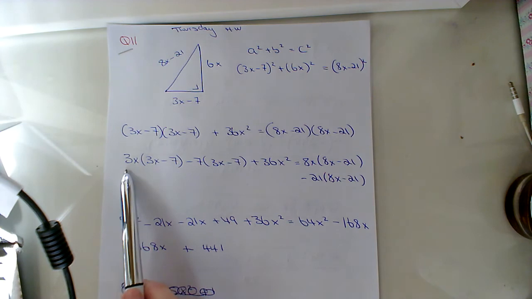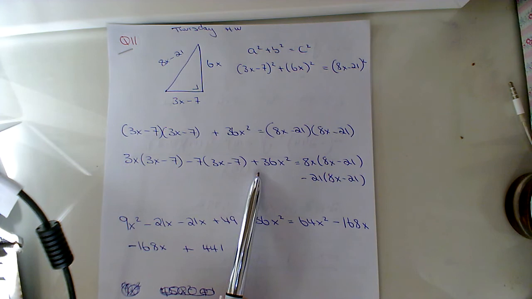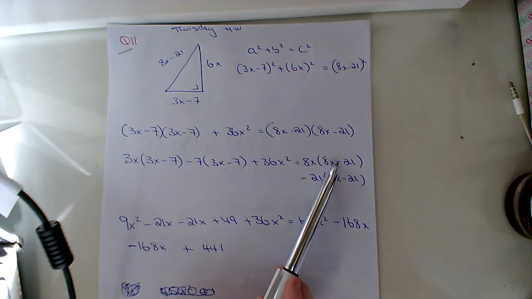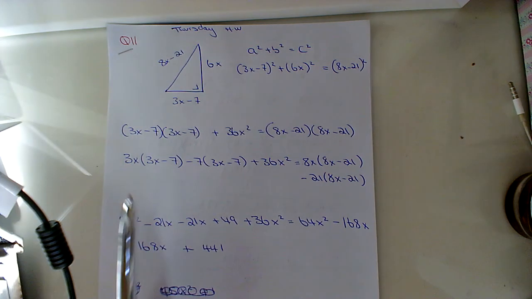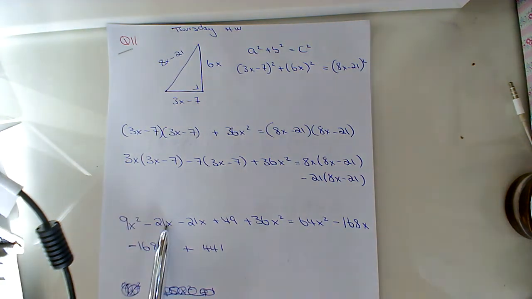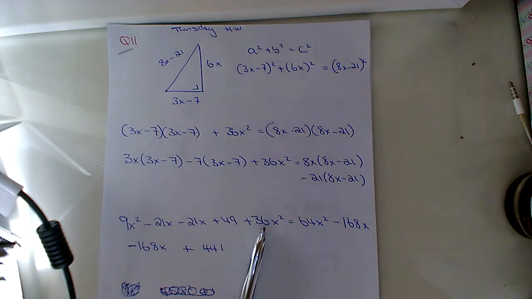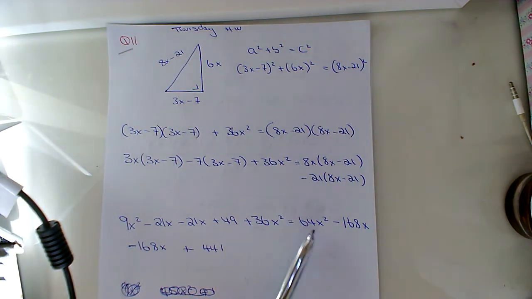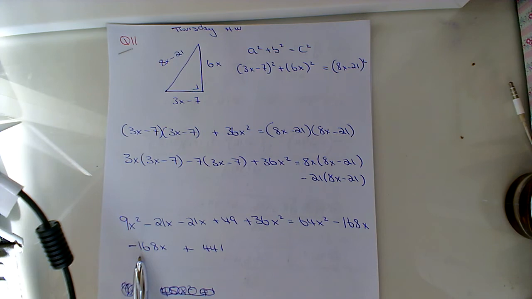I split my brackets, so I have 3x times everything in my second bracket, minus 7 times everything in my second bracket, plus 36x squared is equal to 8x times everything in my second bracket, minus 21 times everything in my second bracket. So 3x times 3x gives me 9x squared. 3x times minus 7 is minus 21x. Minus 7 times 3x is minus 21x. Minus by minus gives me plus 49, plus 36x squared is equal to 8x by 8x is 64x squared. 8x by minus 21 is minus 168x. Minus 21 by 8x is minus 168x, and then minus by minus gives me plus 441.